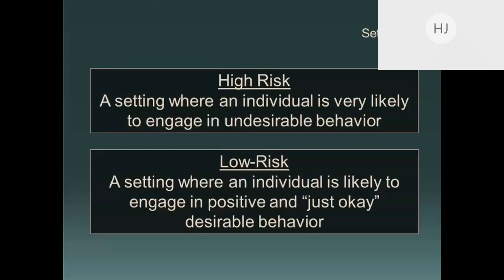So now we're going to think about the settings. There's a lot that goes into taking observational data, and for positive, negative, we really want to look at different types of settings. So we've classified those into low risk or high risk. Your low risk settings are going to be when things are pretty chill. People are engaging in more positive and just okay desirable behavior.